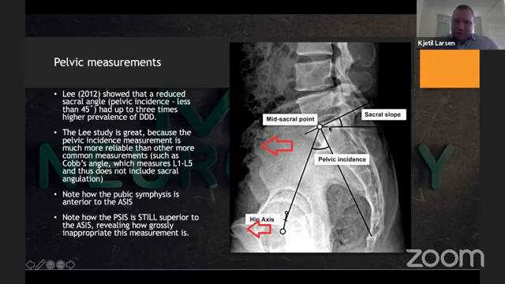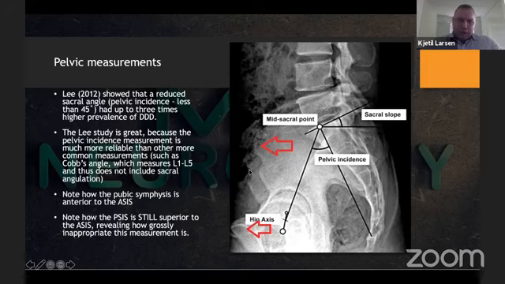Now, if you look here, we can see this is a patient who has a low sacral angle. We see that the disc height is reduced, both at L5-S1 and L4-L5. And we can see here that the pubic symphysis is anterior to the ASIS, but interestingly, if we look, the PSIS is still superior to the ASIS, even though the patient is clearly in what we would call a posterior pelvic tilt or a hypolordotic position. Once again, showing that this measurement is not reliable.